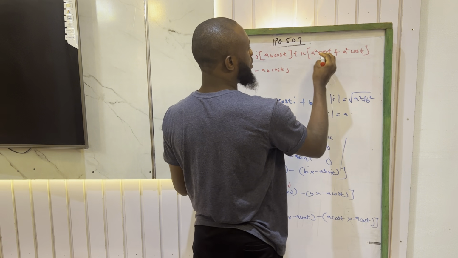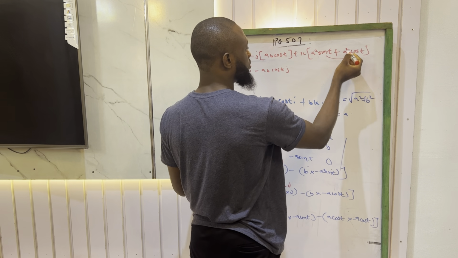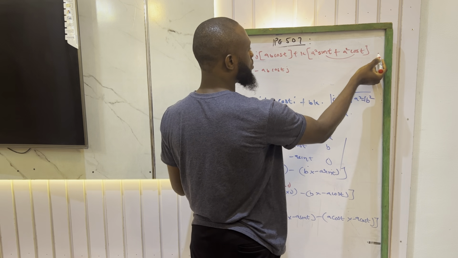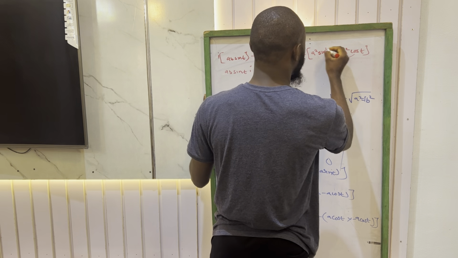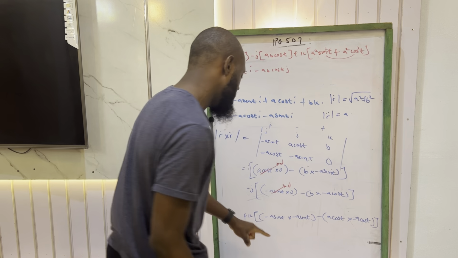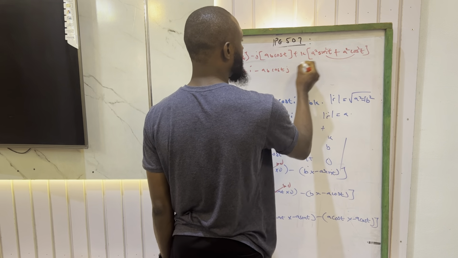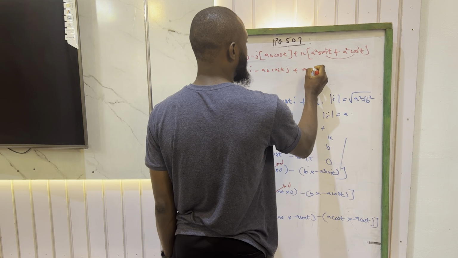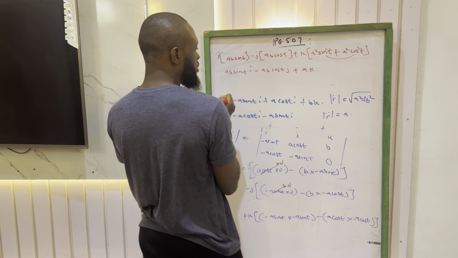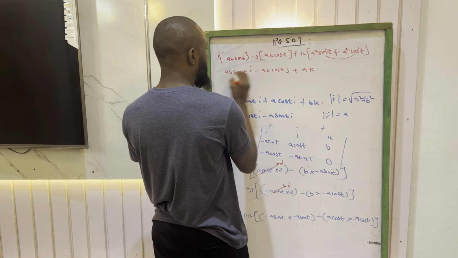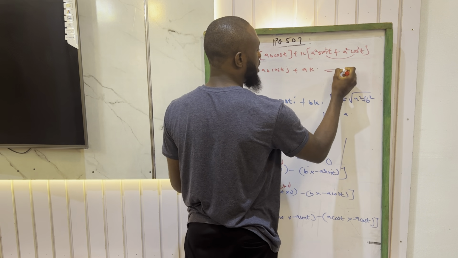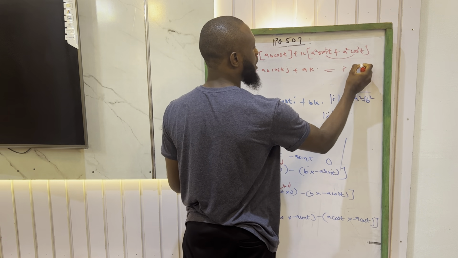Then, like we've been doing before, we factorize; sine squared plus cos squared adds up to 1. So as before, at the end of the day we are left with plus a k here. So this is our r' cross r''.